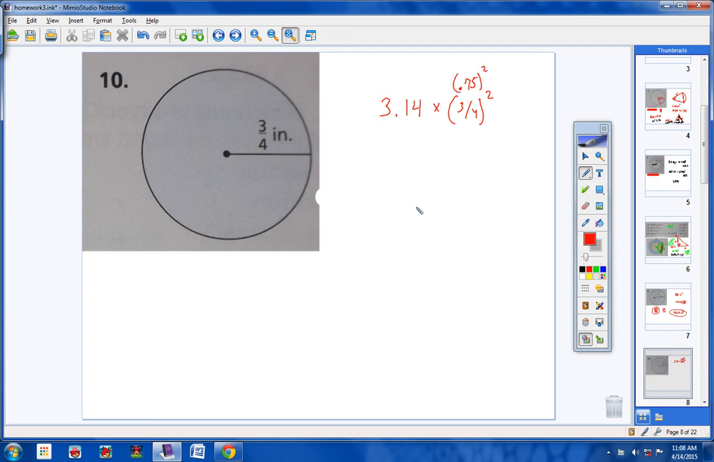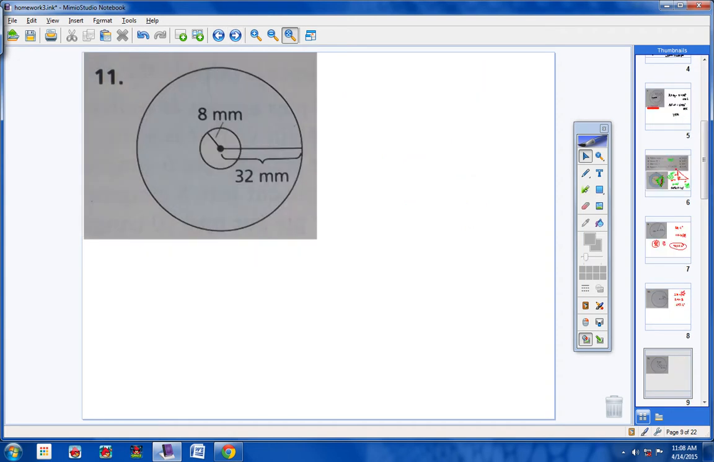Please do whatever you want to do. There's no preference. I left mine 3/4. So when you square 3/4, you get 9/16. Square the 3, that's 9. Square the 4, that's 16. And then take your pi times your radius squared, and you will get the correct answer, which is 1.77 inches squared. Okay? Pretty simple. Moving on to number 11.